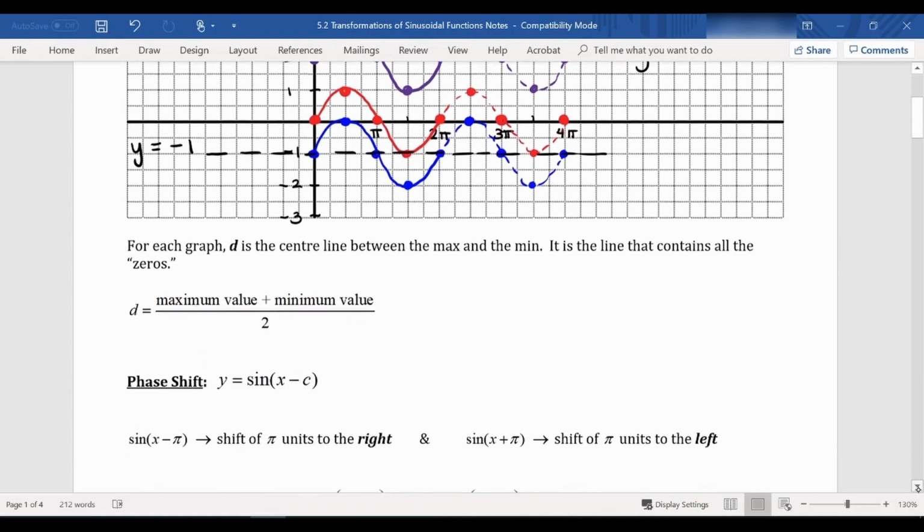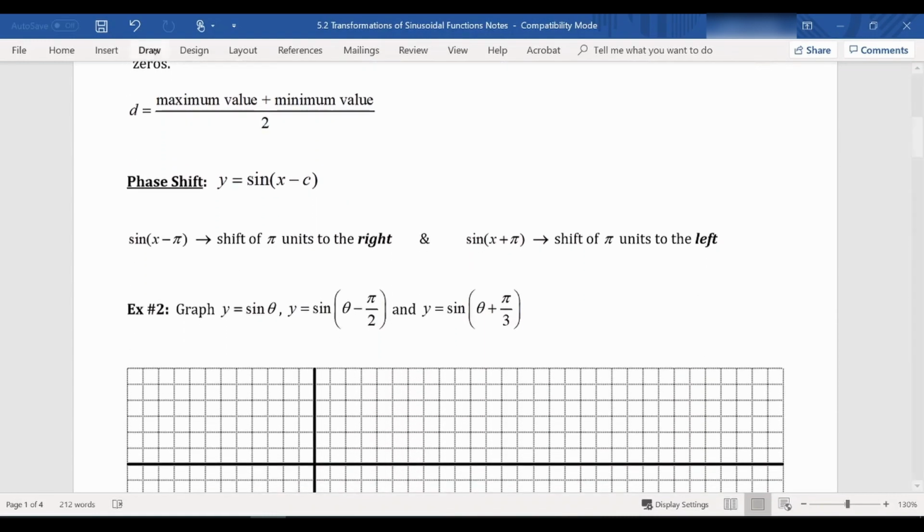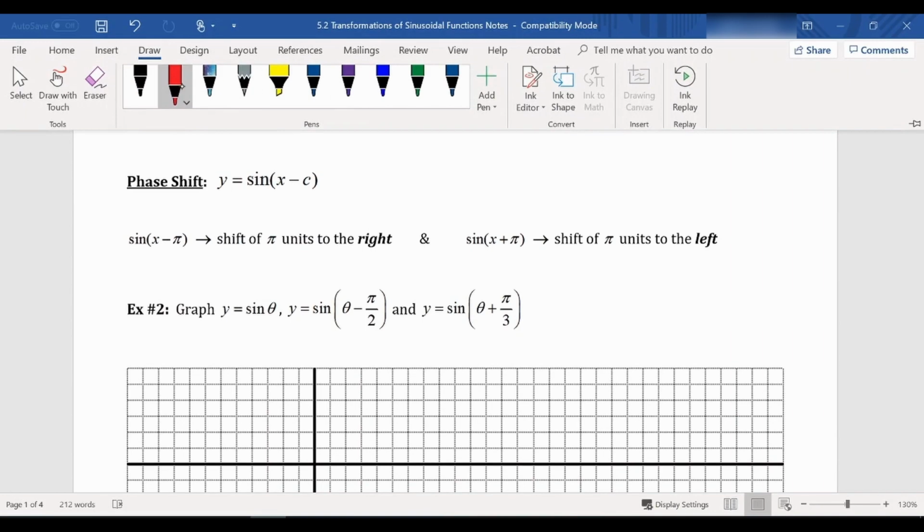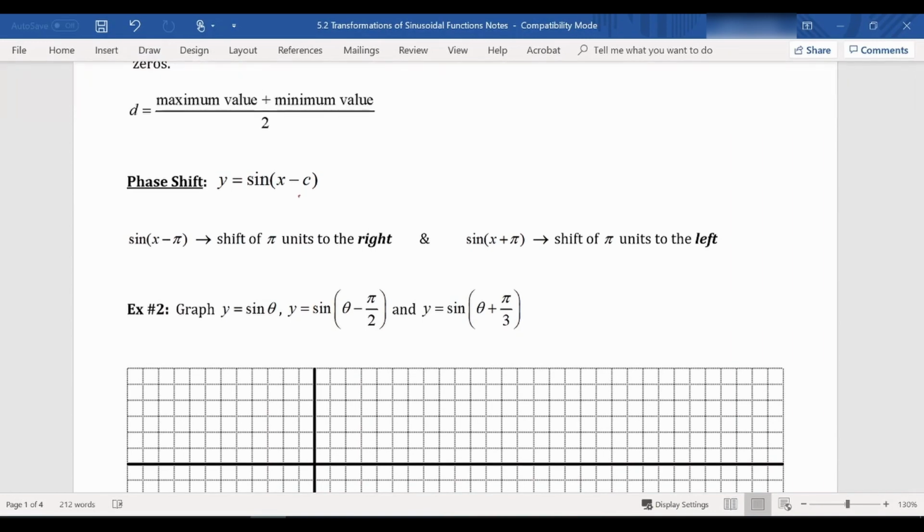Moving on, we have our phase shift, and this is if you have a number inside your function with the x, adding or subtracting. We know from chapter 1, having a number inside the function with the x means you are moving left or right. And a reminder that this is a little bit counterintuitive. So if you see sine of (x minus pi), this is actually pi to the right.